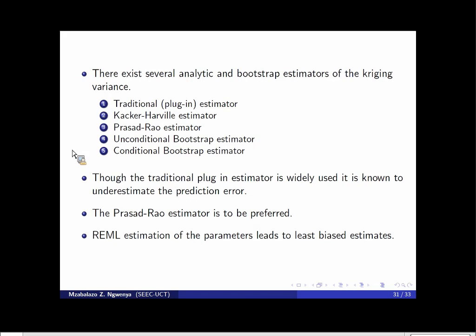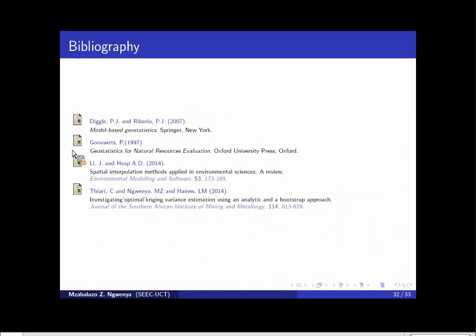It gives you less biased variance estimates. Also, I would say it is best that you use your Prasad-Rao estimator with REML estimation. If you use REML, no matter what estimator you are using, it will be less biased than if you're using maximum likelihood. But I'm just saying for the very best estimator, use REML in conjunction with Prasad-Rao to get your best estimator.